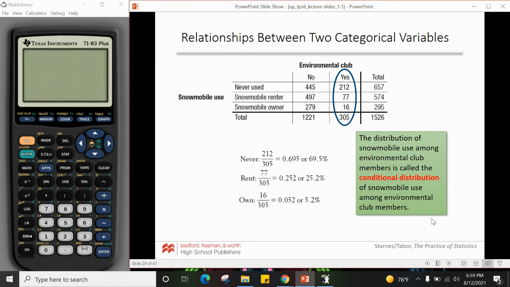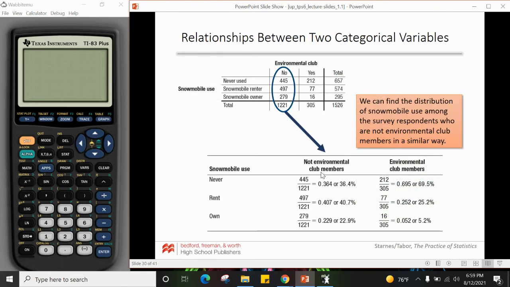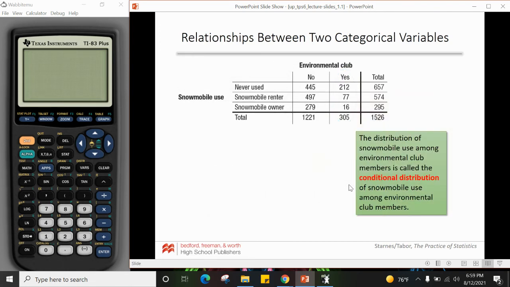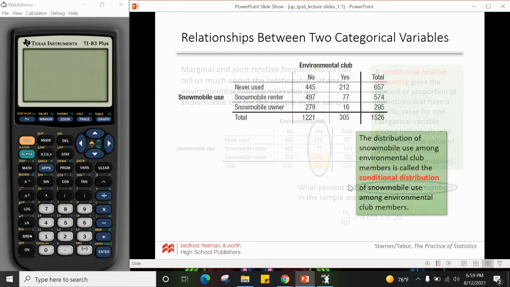So if we did that for each one, we would build that distribution of snowmobile use among those that are environmental club members. And that's called the conditional distribution of snowmobile use among environmental club members. So here we basically take this two-way table and turn it into the conditional relative frequencies.